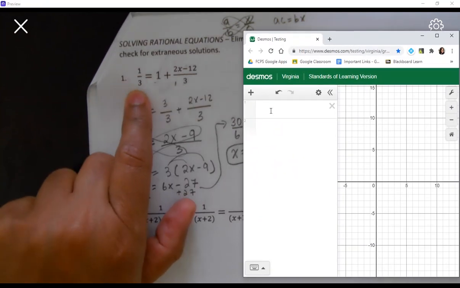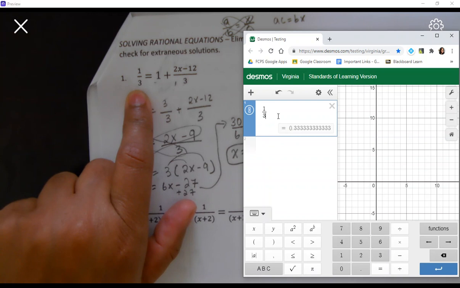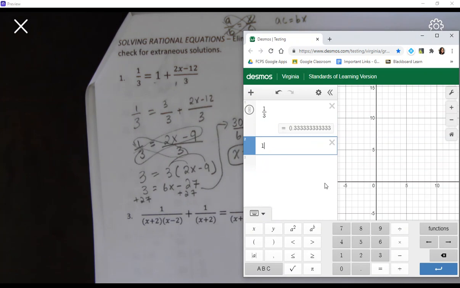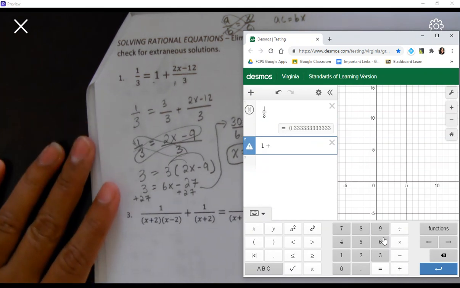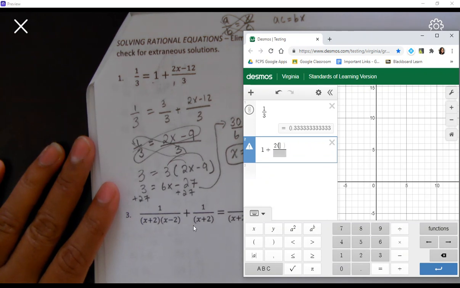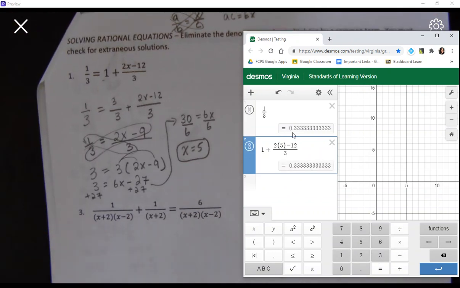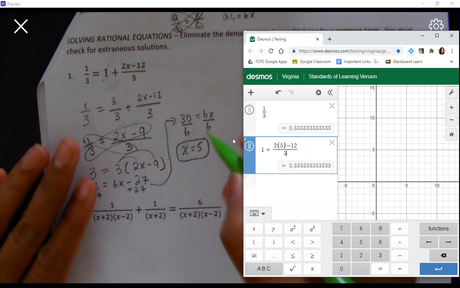Okay. So I'm going to put the right side. Well, the right side is just 1 over 3. There's nothing but that. And then you have 1 plus, and then I'm going to hit divided by, and then I'm going to put 2, and inside of my x I'm going to plug in 5 to check, minus 12 over 3. See, that worked, because the left hand side, which is 0.33, equals my right hand side, which is also 1 over 3, and 0.33, same answer. So this is checked.